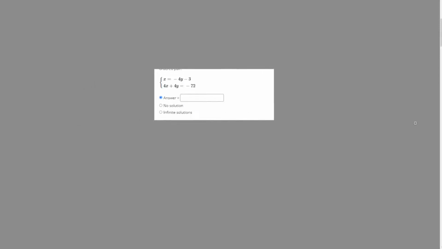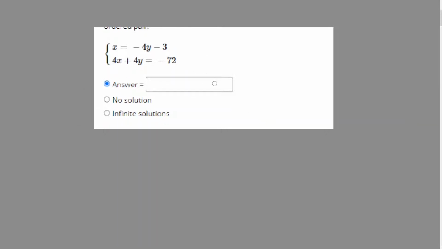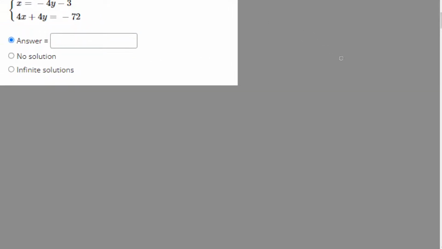Now when we're talking about substitution, we're talking about two different equations. So let's just look at our first example actually. So we have this system of linear equations: x equals negative 4y minus 3, and 4x plus 4y equals negative 72. And in this example, we have an x equals something, or a y equals something. In this case, it's x equals something, negative 4y minus 3.